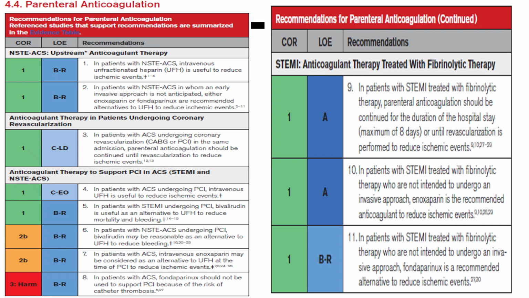Then parenteral anticoagulation. In patients with non-ST elevation ACS, IV unfractionated heparin is useful to reduce ischemic events. Then in patients with non-ST elevation ACS in whom an early invasive approach is not anticipated, either enoxaparin or fondaparinux are recommended, alternatives to unfractionated heparin to reduce ischemic events.